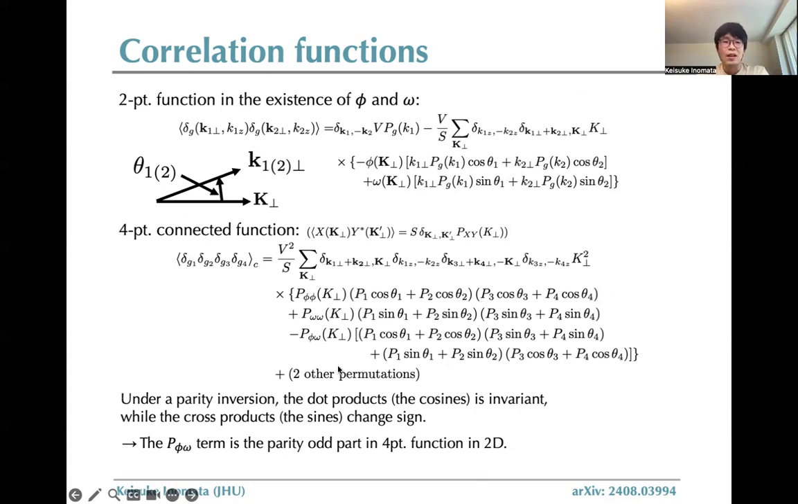The point is that under parity inversion, the dot product is invariant while the cross product changes sign. So this means that this term, the cross-correlation term, is parity odd in the four-point correlation function in 2 dimensions.